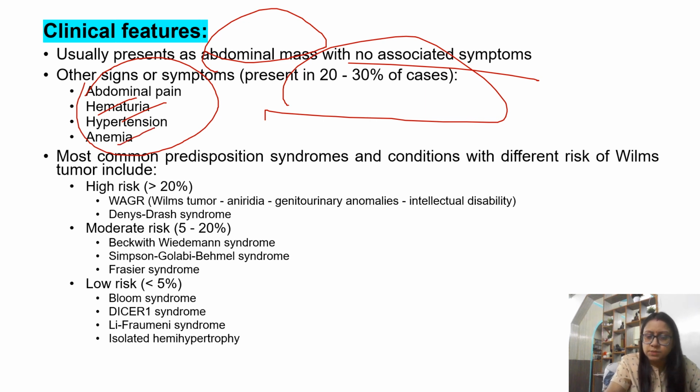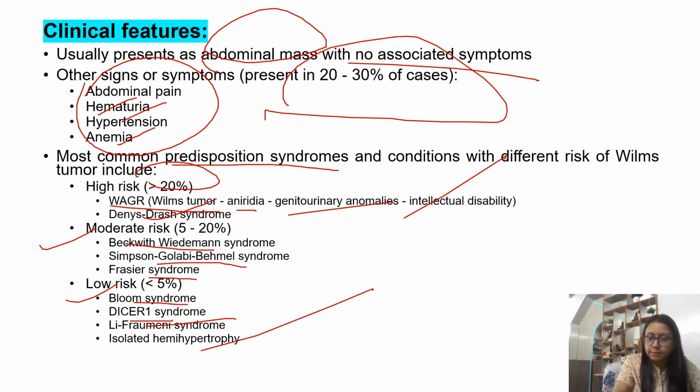Wilms tumor can be associated with other syndromes, usually congenital, with underlying genetic abnormalities in children. In the high risk group, more than 20%, there is WAGR syndrome: Wilms tumor, aniridia, genital abnormalities, intellectual disability. Then Denys-Drash syndrome. In the moderate risk group, 5 to 20%, there is Beckwith-Wiedemann syndrome, Simpson-Golabi-Behmel syndrome, Frasier syndrome. Then in the low risk group, less than 5%, there is Bloom syndrome, DICER1, Li-Fraumeni, isolated hemihypertrophy. So these are some syndromes seen in association with Wilms tumor.